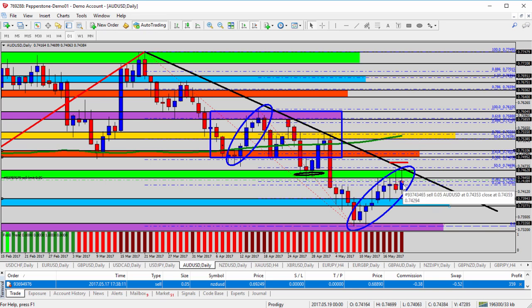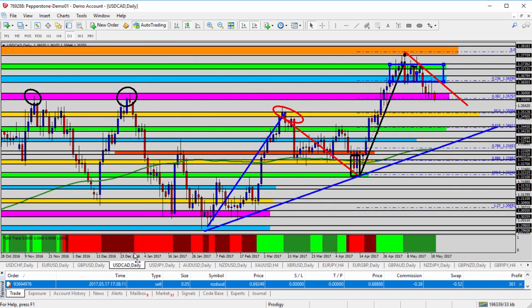I was taken out at break even on my trade from yesterday. We saw a decent amount of profit, came back up, took us out at break even on the trade. So I'm looking for a new opportunity anywhere between the current market price and 74.45 for a new opportunity to get into a short for the Australian dollar.